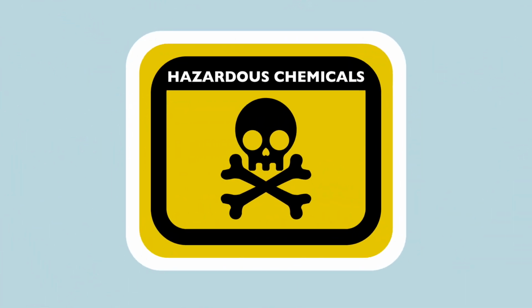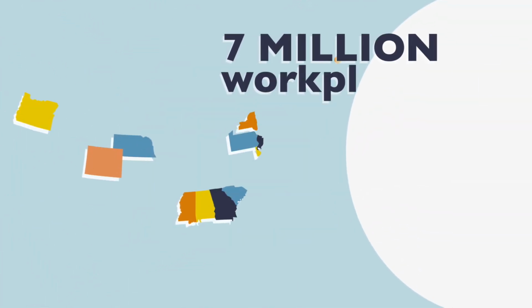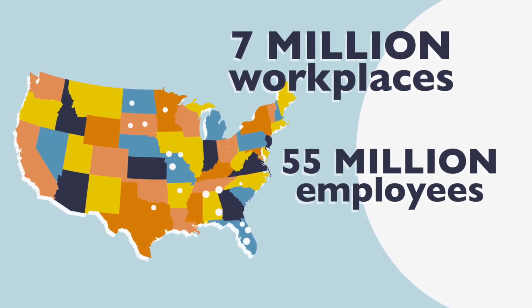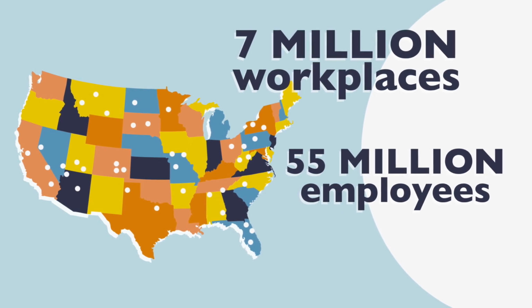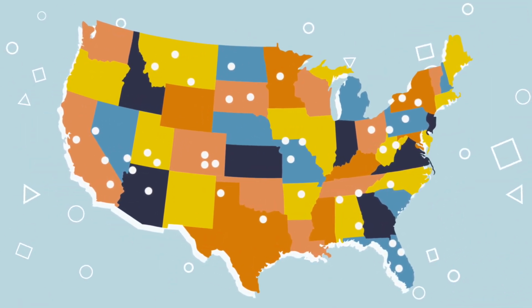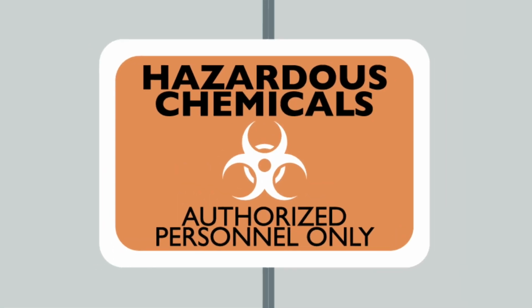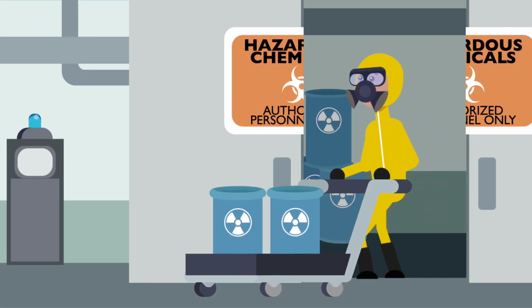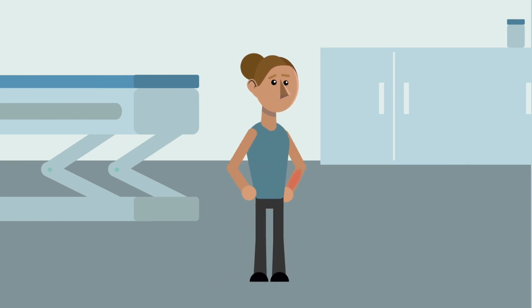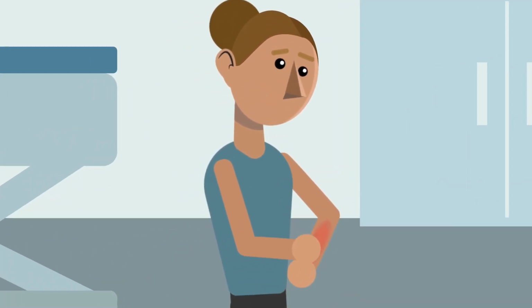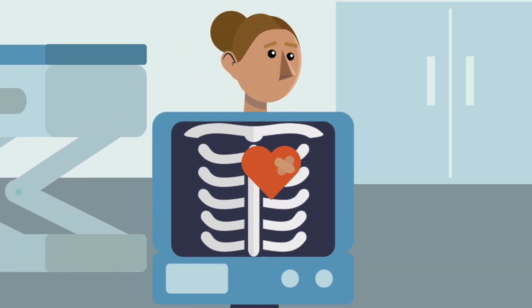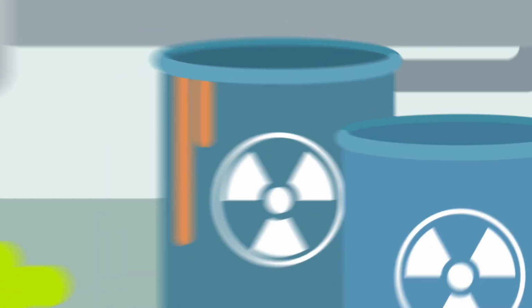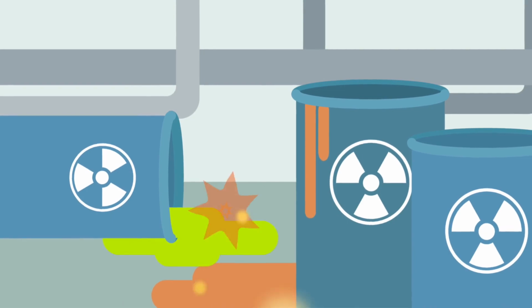Hazardous chemicals. They are found in more than 7 million workplaces, and over 55 million employees handle, use, or work around these potentially harmful substances throughout the U.S. While these substances are essential to many work processes in a variety of industries, they can also be very dangerous. Exposure to these chemicals can cause effects ranging from mild skin irritations to serious health problems, such as heart and organ damage or cancer.